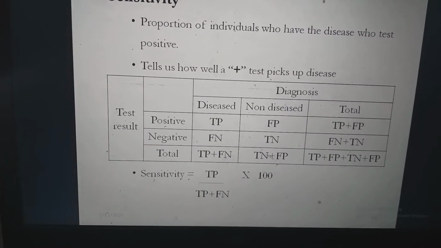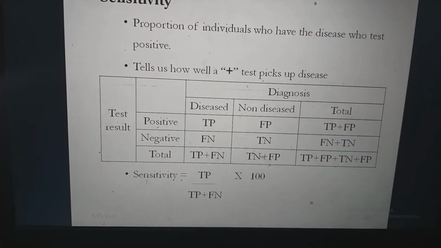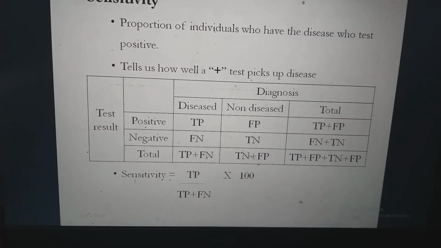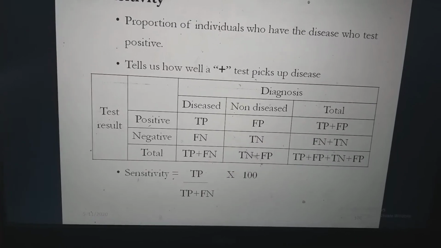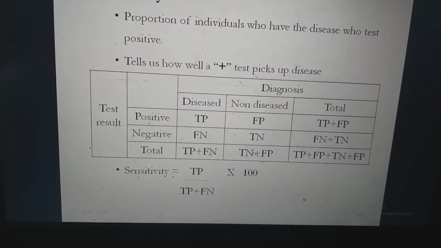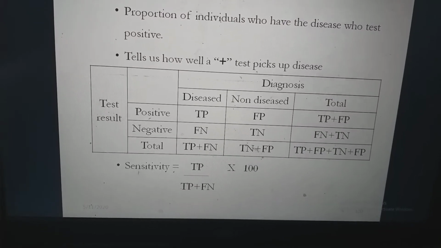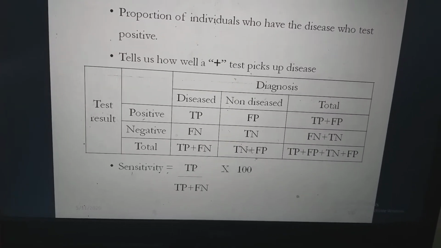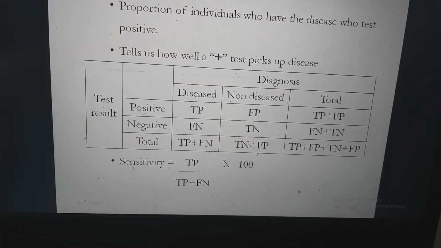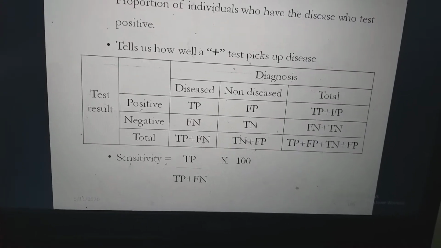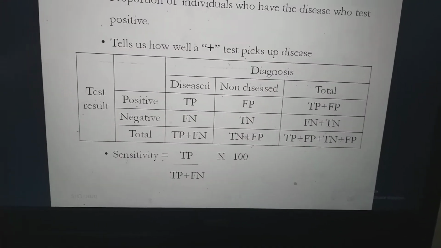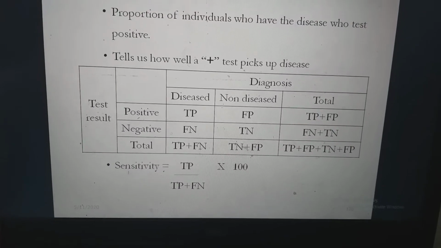From the horizontal test result, previously when we discussed association, we said exposed, non-exposed. Now we are going to say the table rows are positive and negative. Positive: true positive is there, false positive is there. Negative: false negative is there, true negative is there. Now from this table, we are going to calculate sensitivity.